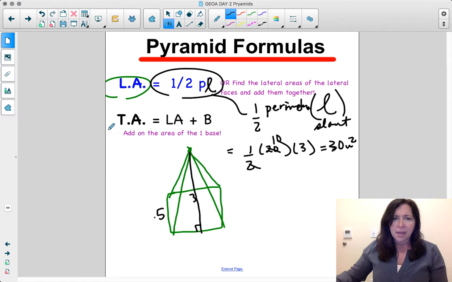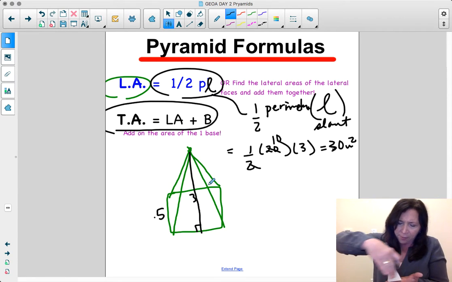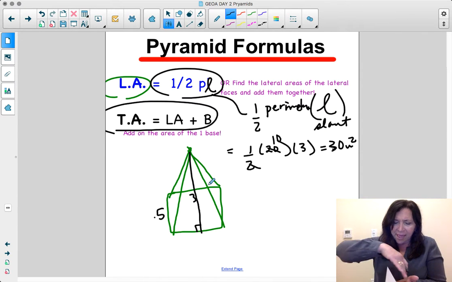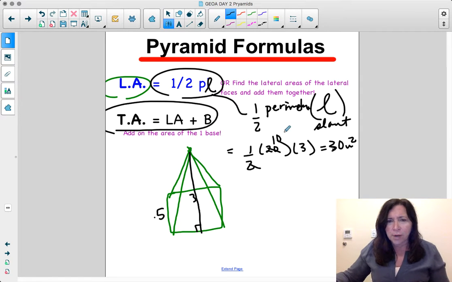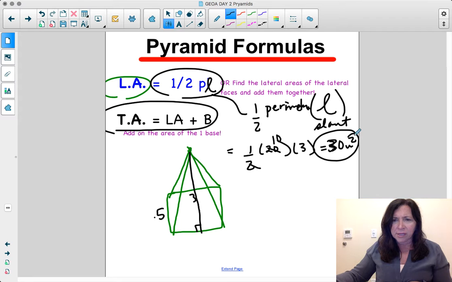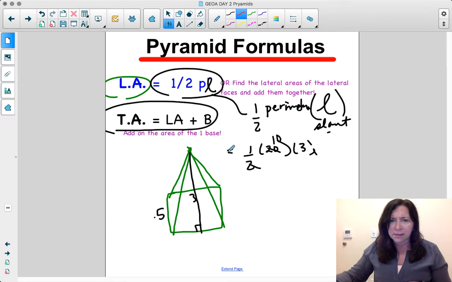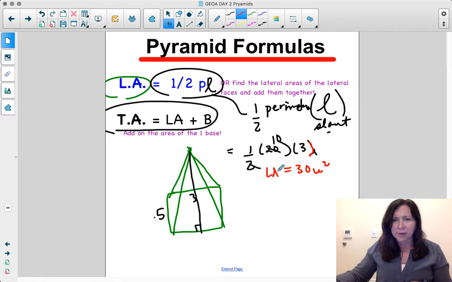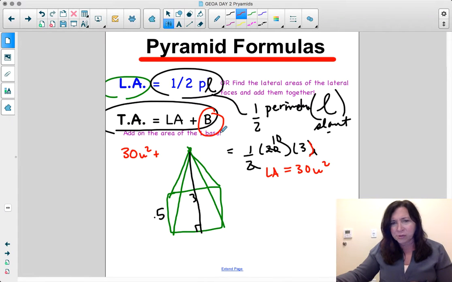But the total area, if you notice, the lateral area is just adding the area around the side, whereas the total area is adding the area around the side plus one base. So the total area is the lateral area, and we just said that the lateral area was 30 units squared, because we multiplied 10 times 3. So that's my lateral area. So my total area is my lateral area, which is 30 units squared, plus the capital B. Do you remember what the capital B is?